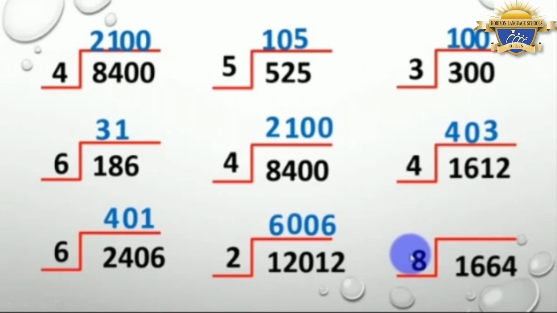Finally, the last one: 1 divided by 8, I can put 0 up, but it has no value. I will take the second number. 16 divided by 8 equals 2. 6 divided by 8, I can put 0 up and take the second number. 64 divided by 8 equals 8.